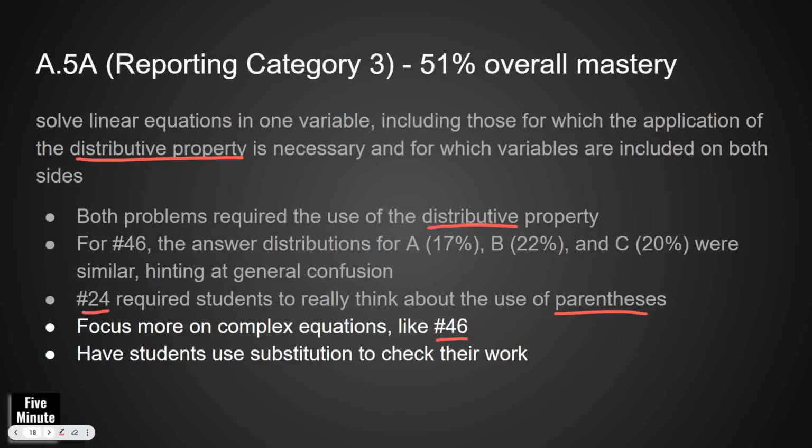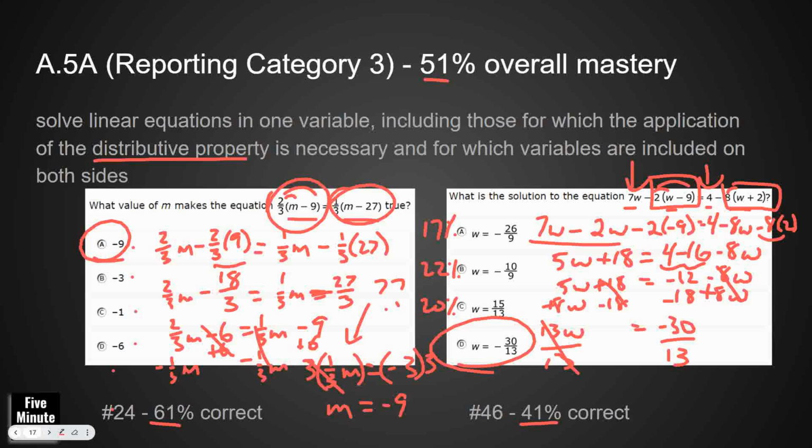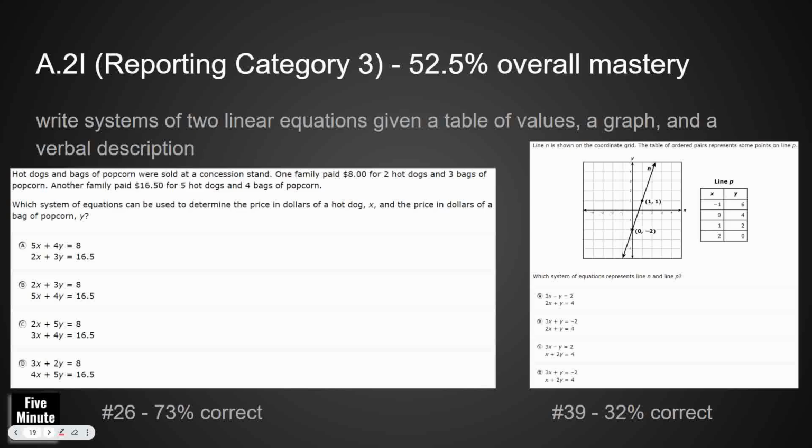We could obviously use substitution to check their work, which we didn't do in either of these. But if I wanted to, I could plug that negative 30 over 13 back into this equation, and that should give me a true equation. So that would be an easy way, though in this case it would require a little bit of thinking to double check our work, and students should be able to do that on the STAAR test to make sure they get the correct answer. Next, we're looking at A.2i.